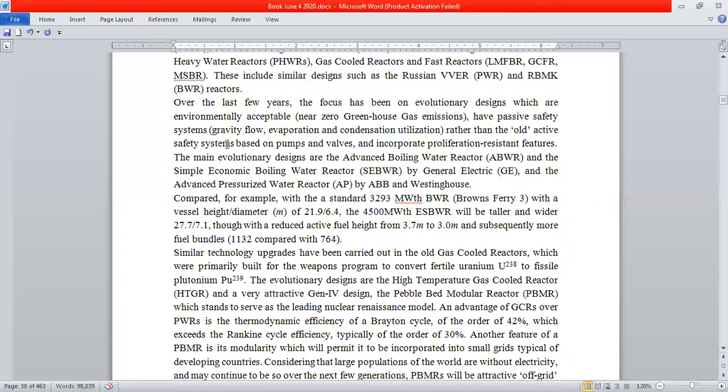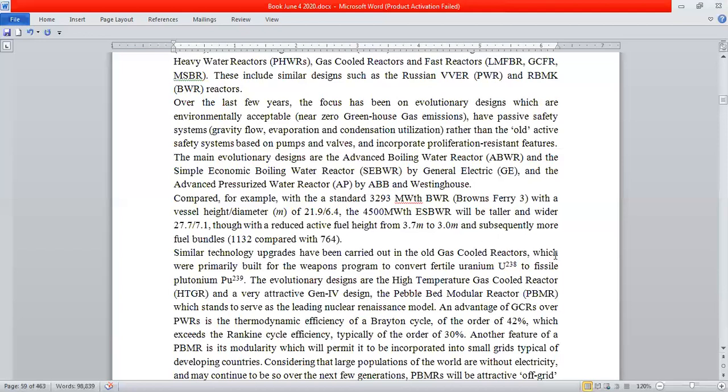Now, we have become environment conscious, and so we say that you should have near zero greenhouse gas emissions. So that's why modern nuclear reactors are being designed and are at various stages of development. So the evolutionary designs are the advanced boiling water reactor, the simple economic boiling water reactor by GE, and the Advanced Pressurized Water Reactor, AP, by ABB and Westinghouse.